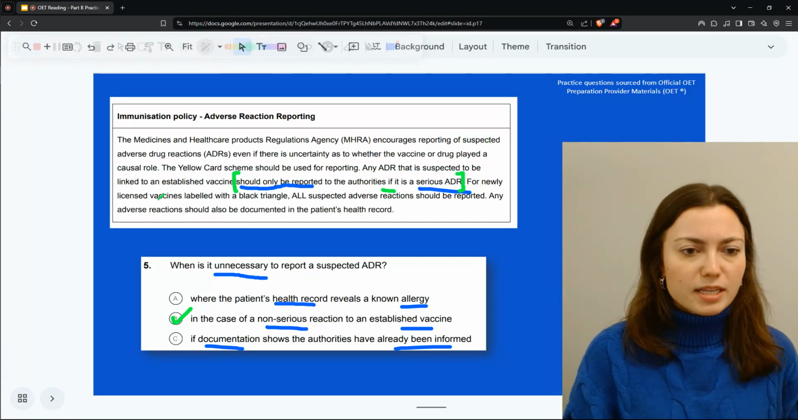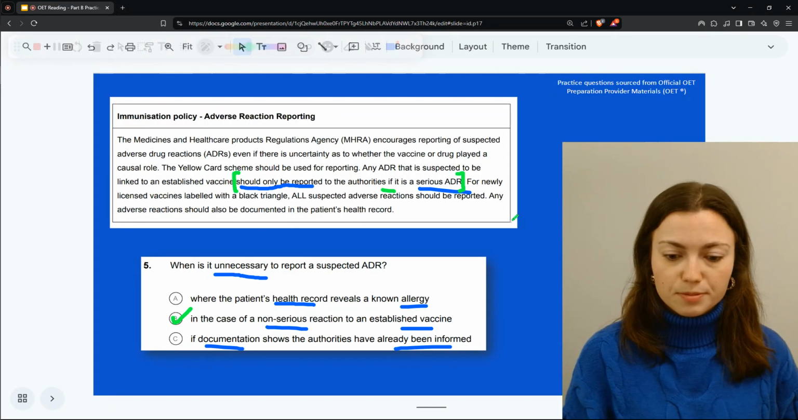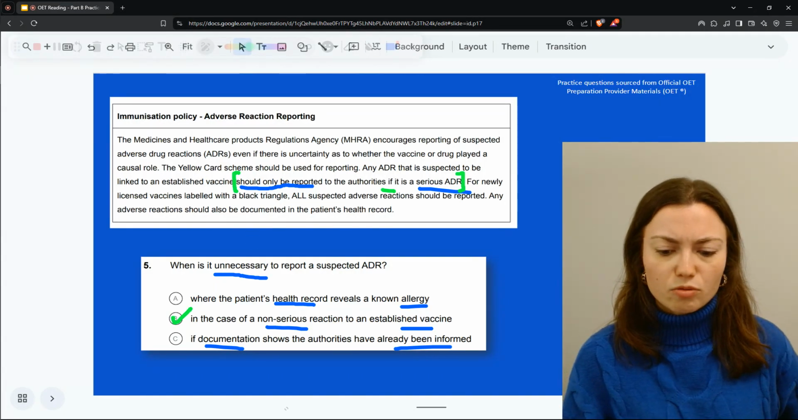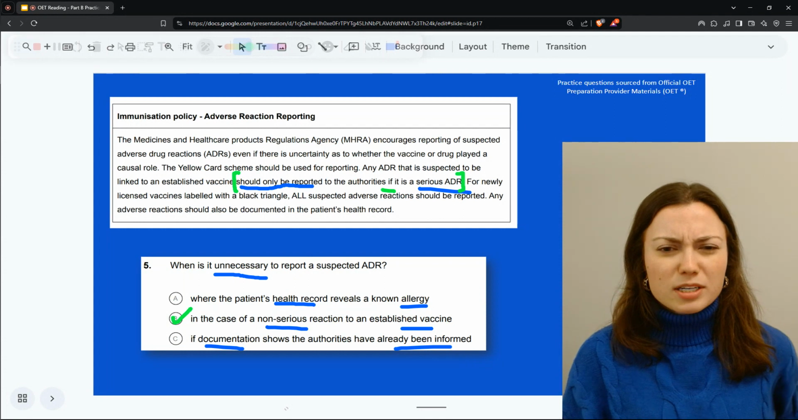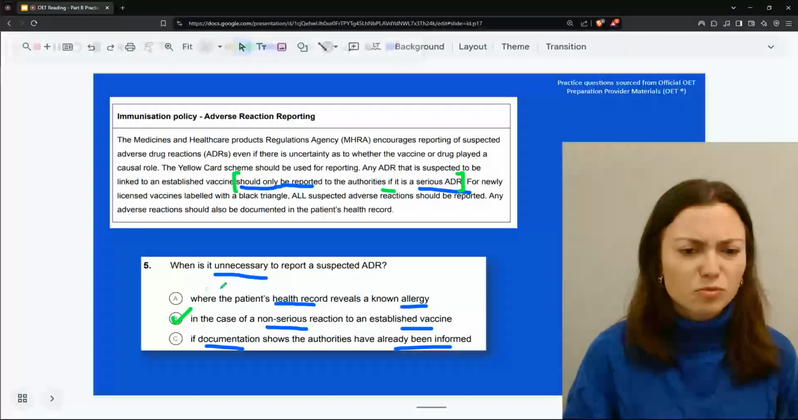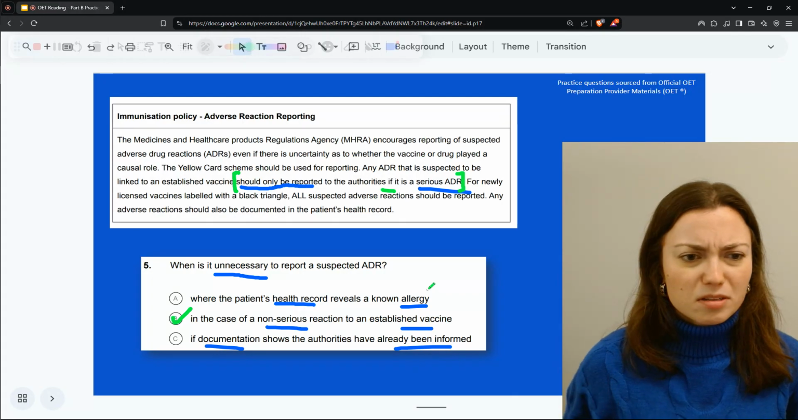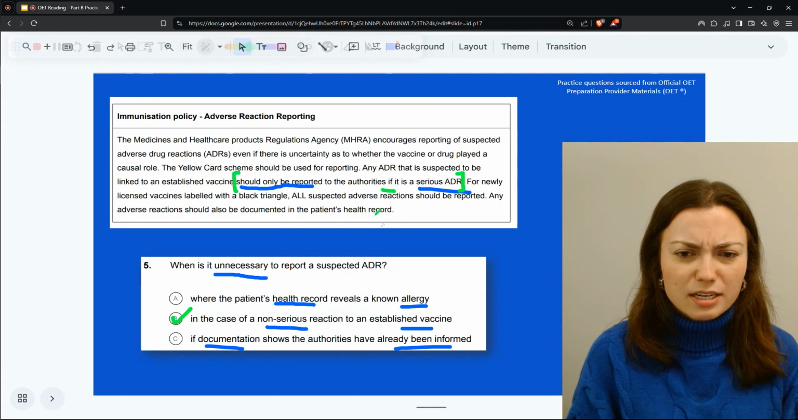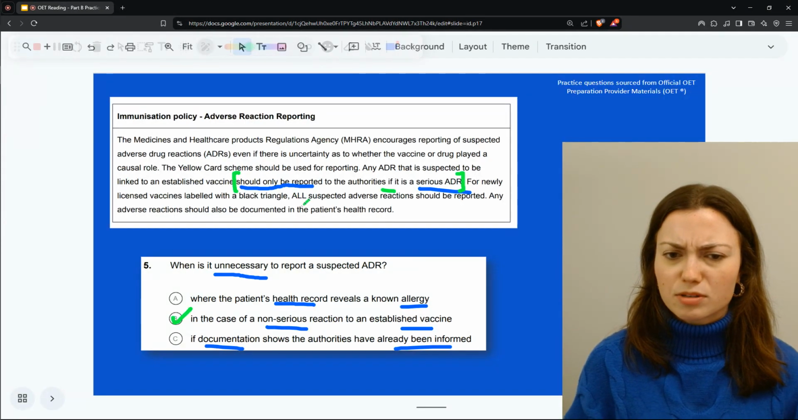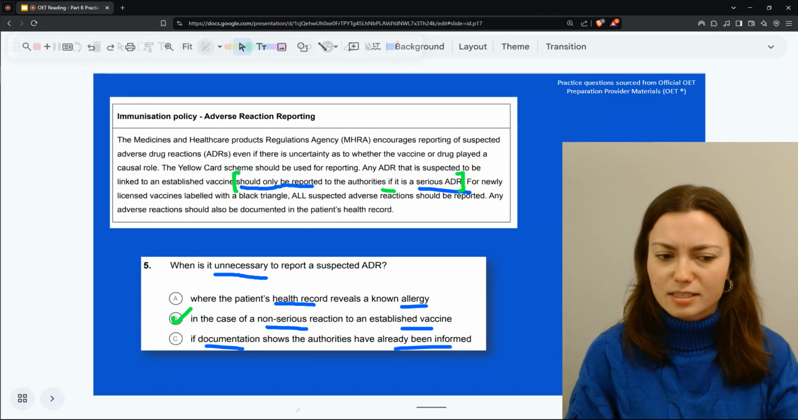So for newly licensed vaccines labeled with a black triangle, all suspected adverse reactions should be reported. Any adverse reaction should also be documented in the patient's health record. In terms of allergies, there's not a lot of mention in here about that. So for that first one, where the patient's health record reveals a known allergy, again, there's not a ton in there. And if there was, it would be, okay, all suspected adverse reactions should be reported. So that wouldn't be meeting our criteria of when it's unnecessary.